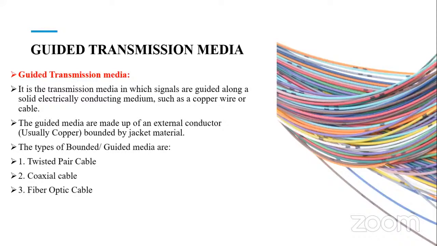So, what do you mean by a guided medium? In the guided medium, the signals will be guided through a physical medium, which is established between source and destination. And this guided medium can be categorized into three. The first one is, can you say? Twisted pair cable, coaxial cable, and fiber optic cable. These three categories will be there. So we will see one by one.